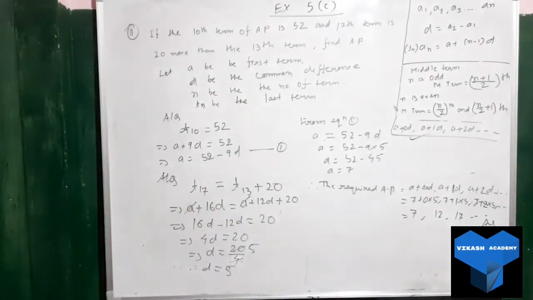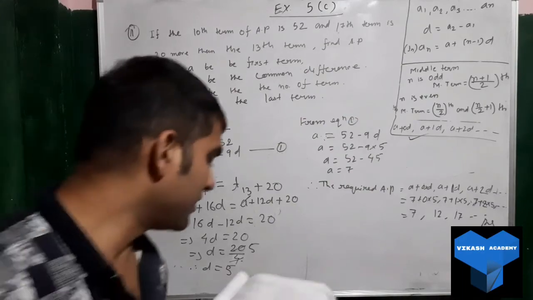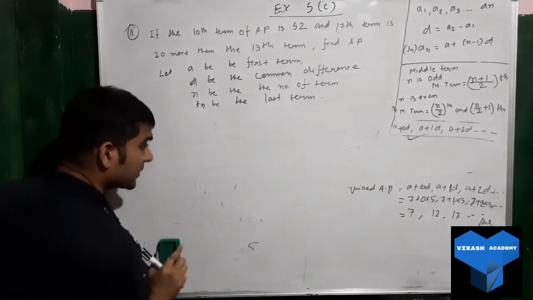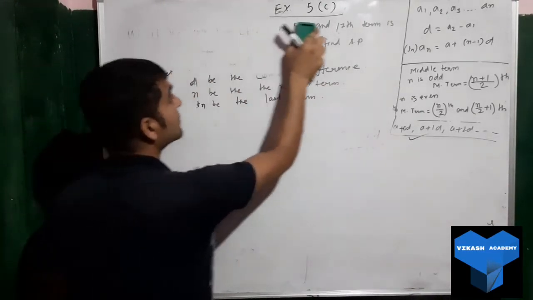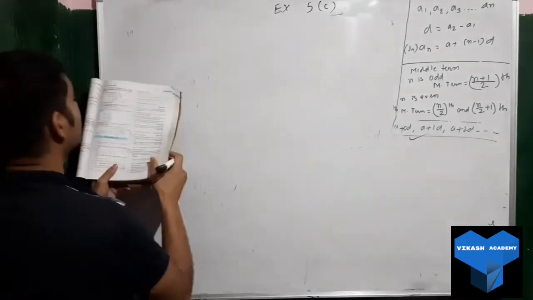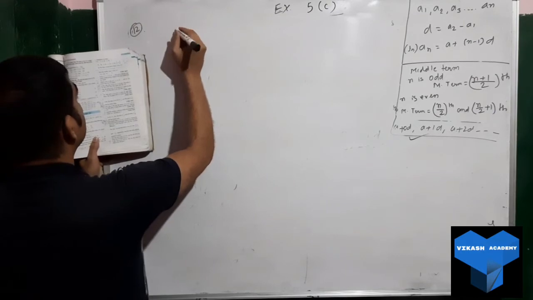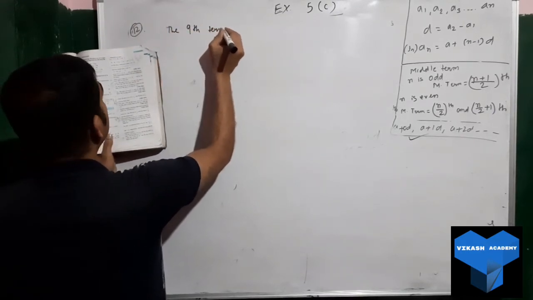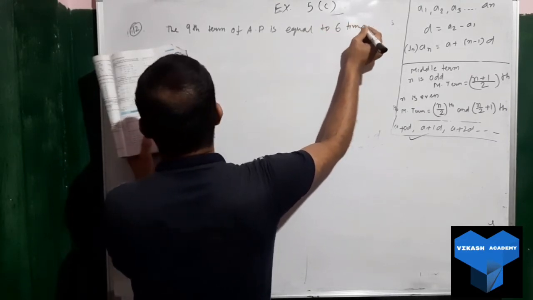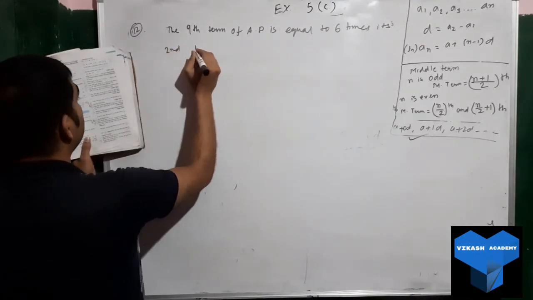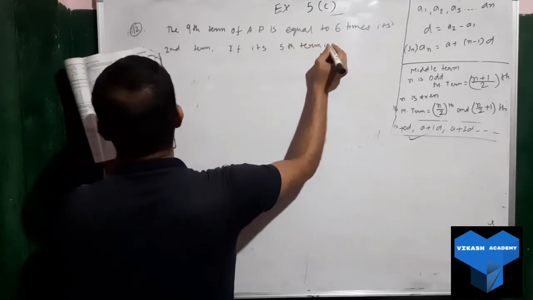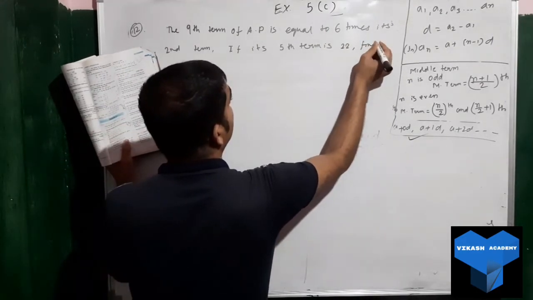Now we will move to the next question. Question number 11 we have done. So question number 12. It is very important. I will try to cover all the important questions today itself. Question number 11 we have finished. Now question number 12. The ninth term of an AP is equal to 6 times its second term. If its fifth term is 22, then find the AP.